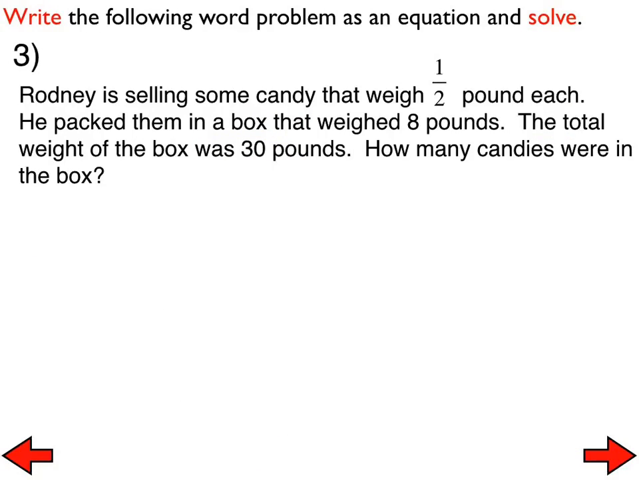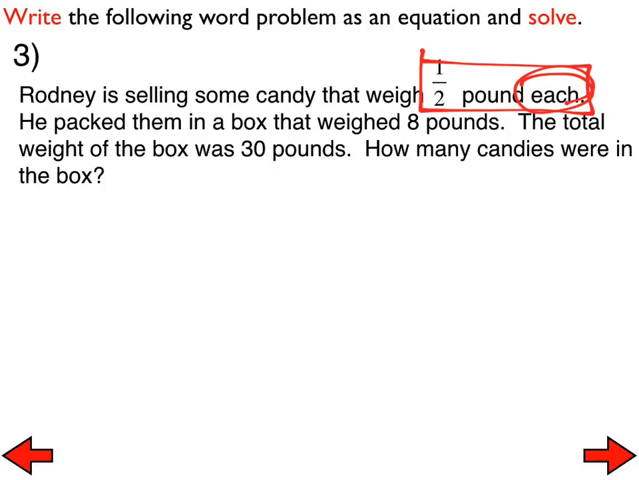Rodney is selling candy that weighs half a pound each. He packed them in a box that weighed 8 pounds. The total weight of the box with the candy and the box together is 30. How many candies were in the box? Half pound each, keyword each.